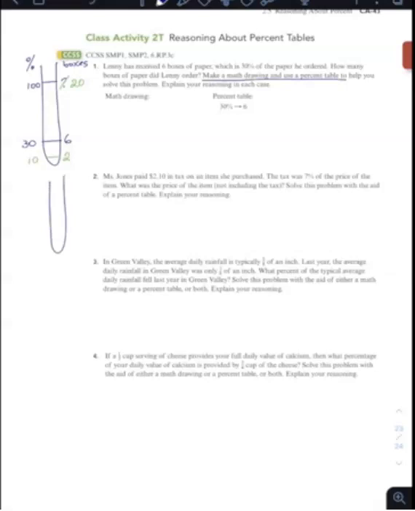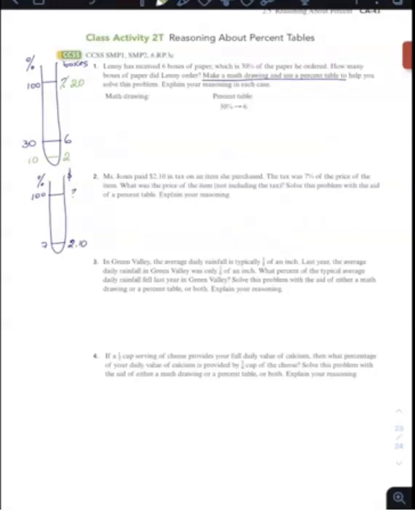Ms. Jones paid $2.10 in tax on an item she purchased. So there's a percent and the cost. She paid $2.10 in tax, and the tax was 7%. So the 7% of the item was $2.10. And the question is, what price of the item, not including tax, did she pay? So she is looking for how much the item was. Let's see if there are ways that we can figure this out.